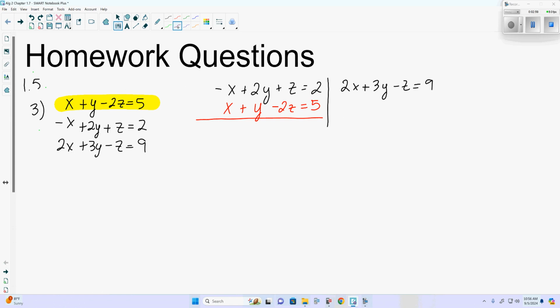Now here, negative x and x. If we add, negative x plus x would be 0. Negative 1 plus 1. If the signs are opposite, we add. If the signs are the same, we subtract. So since we are doing addition, we're doing addition across the whole thing.